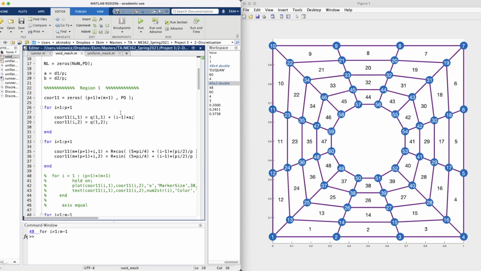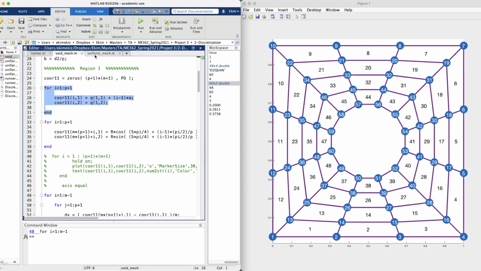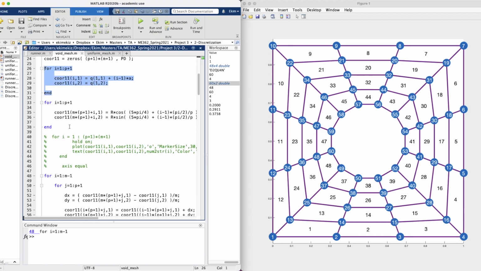Okay, and our y coordinate should be the same as the y coordinate of the corner node. So this is very similar to what we had in the uniform mesh, so I'll move on. And then now we have the nodes here.